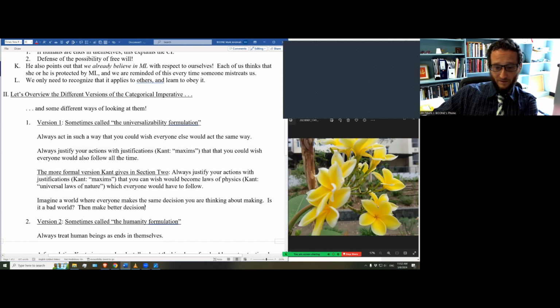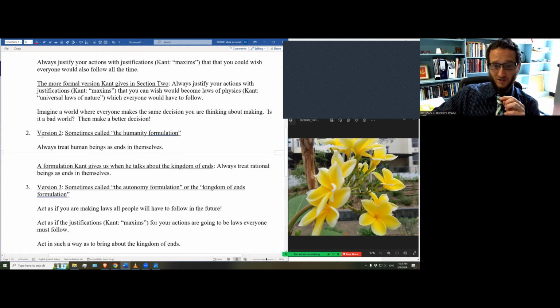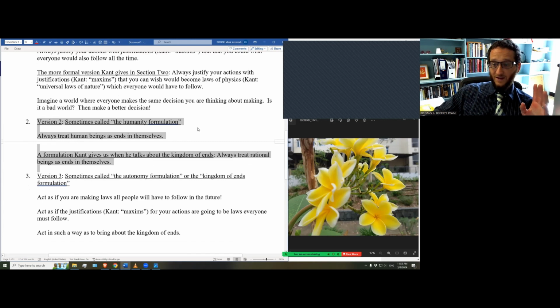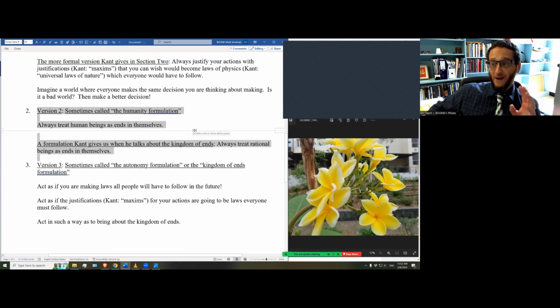That's version 1 of the categorical imperative. Version 2, the humanity formulation, as it's sometimes called, simply: always treat human beings as ends in themselves. And sometimes he says, always treat rational beings as ends in themselves. And it's essentially the same thing practically.